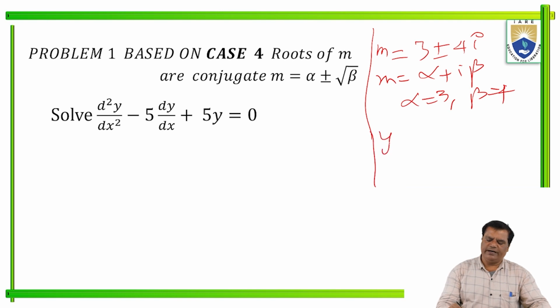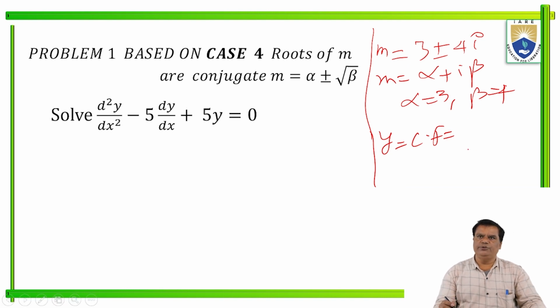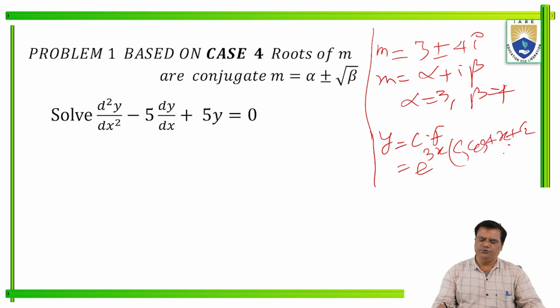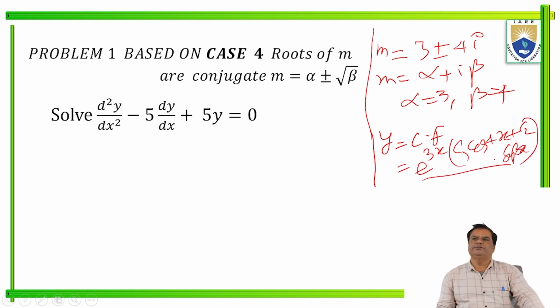So I am writing here y is equal to CF. This equals C1 e to the power alpha x. Alpha x means 3x, and in bracket, CF is equal to e to the power 3x, and in bracket C1 cos beta x. Beta x means 4x, plus C2 sin beta x. Okay, this is the answer.